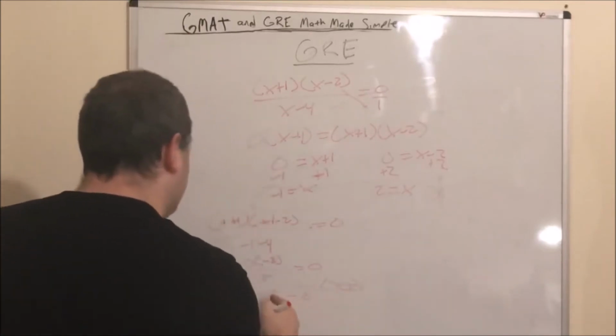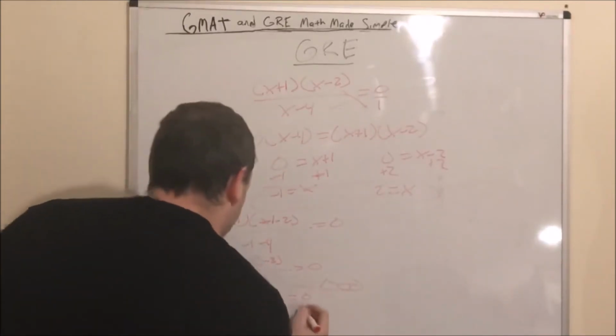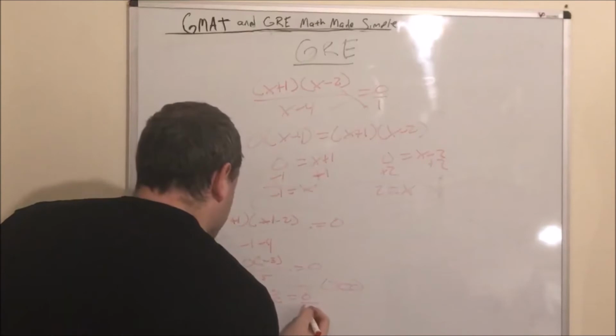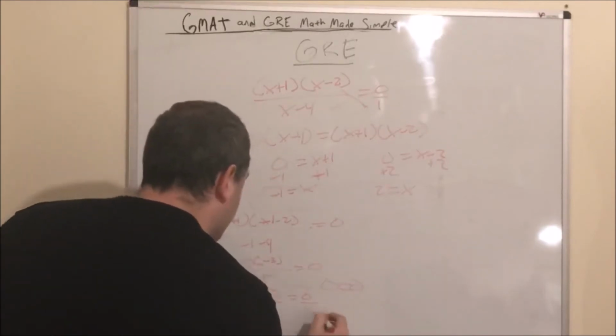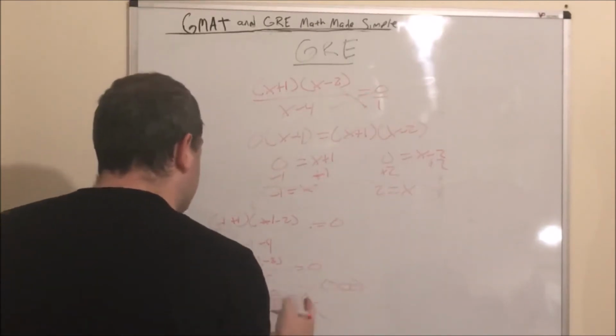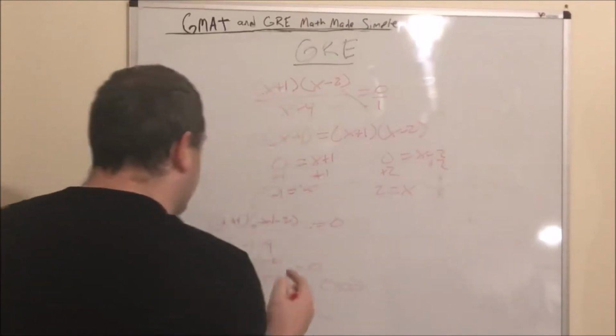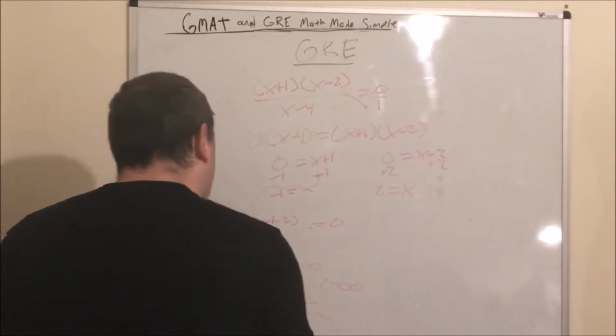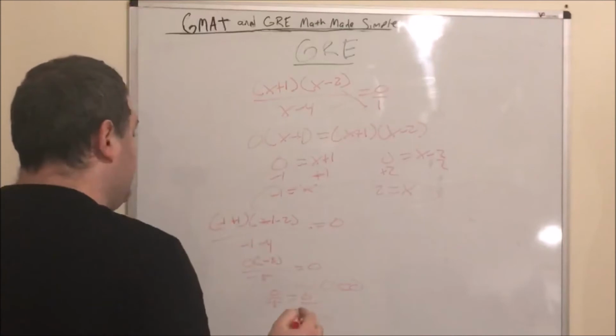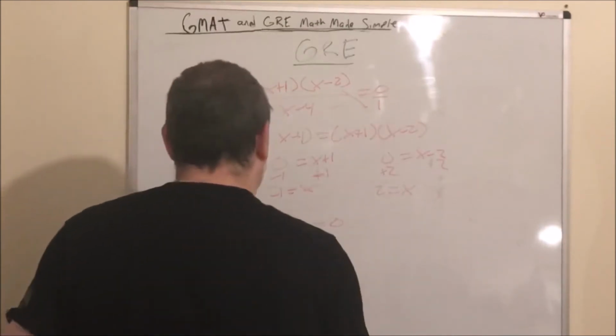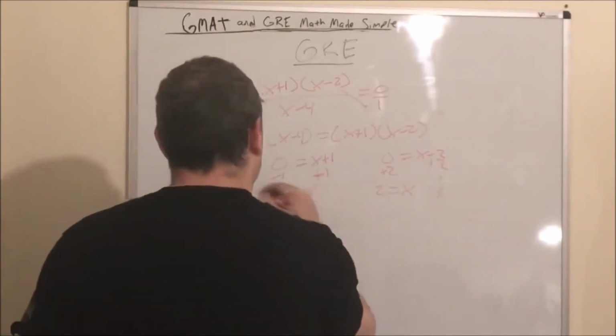Because anything that's up in the numerator is 0, we can put any number in the denominator and it will still be the same. Because 0 in the numerator will be 0 no matter what is in the denominator. So that is correct. So over here, this is good.